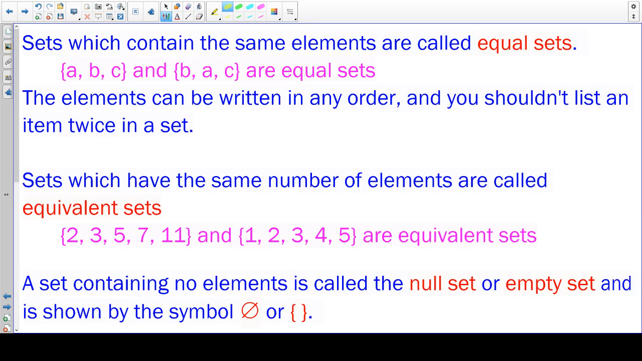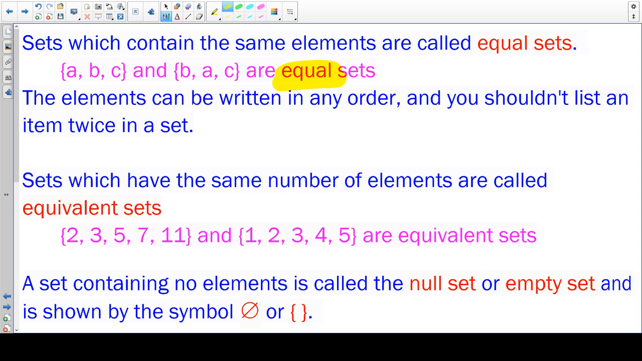Sets that contain the same elements are called equal sets. If you have a set and it has A, B, C in it, and you have another set that has B, A, C in it, they're equal. They're equal. All right? Because they have the same stuff in them. Okay? That's an equal set.